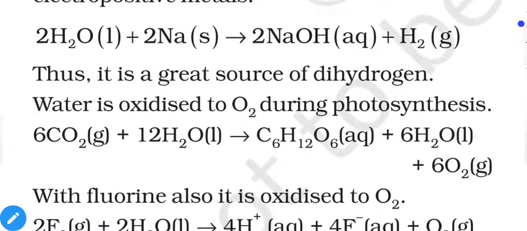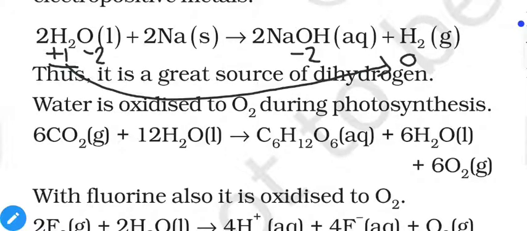As mentioned, with metals, water can turn into hydrogen. If we check the oxidation states, hydrogen is in +1 oxidation state and oxygen is in -2 oxidation state. After the reaction, oxygen is still in -2 oxidation state, so it does not participate in the reaction, but hydrogen was +1 and after the reaction it turns into 0. So +1 to 0 represents reduction. So with strong metals, water molecules participate in reduction reactions.